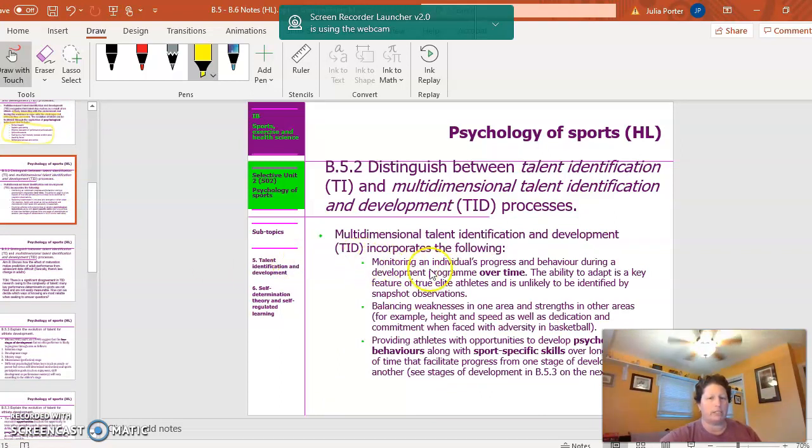So with multidimensional talent identification, the thing that we need to remember is that the athlete must have the ability to adapt. This happens over time. If they don't adapt, they're not going to progress and do well. All right. So the way they adapt is over time, by observations and figuring out what the strengths and weaknesses are through their psychological behaviors and their sport-specific skill set.